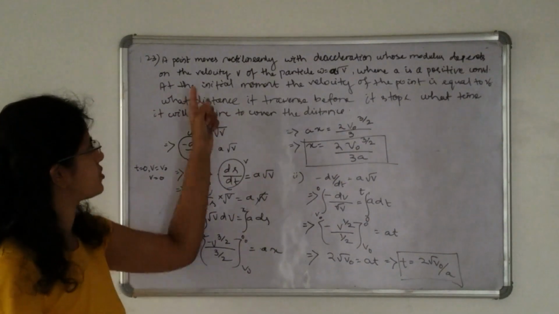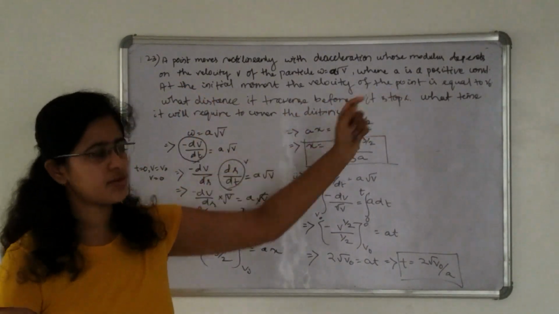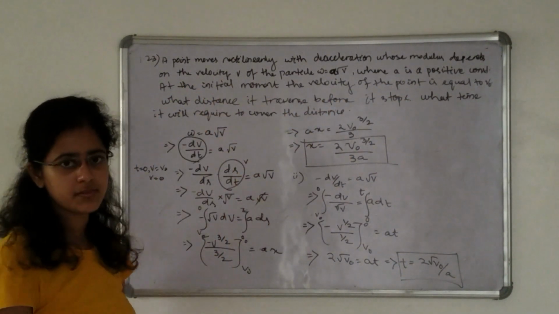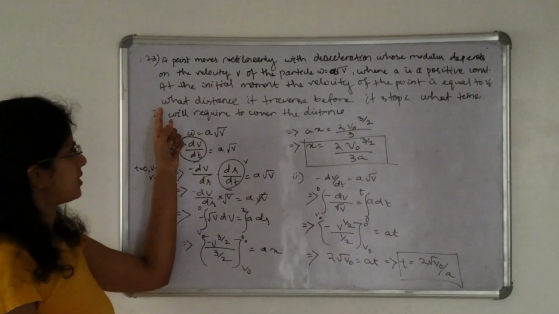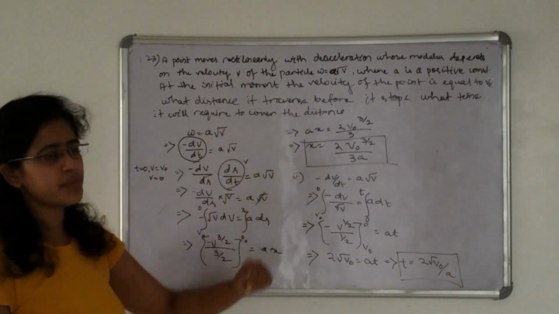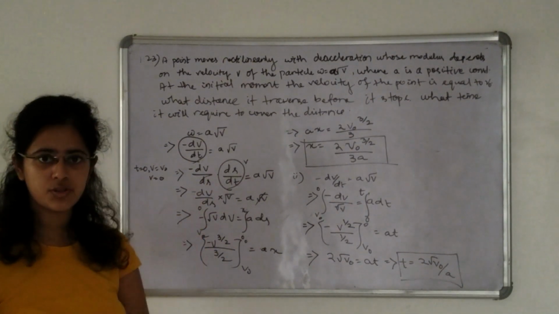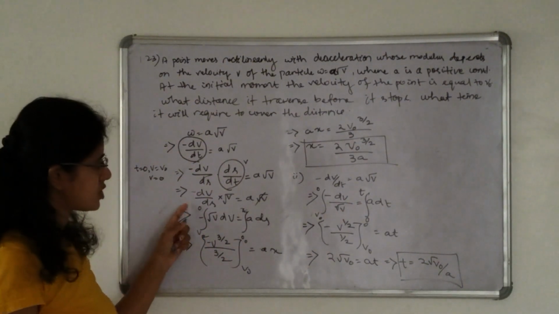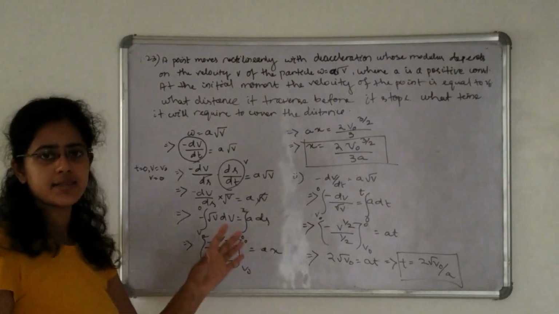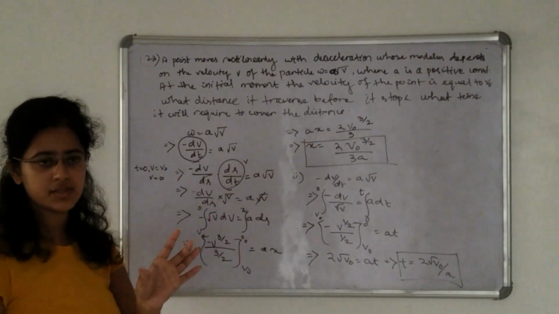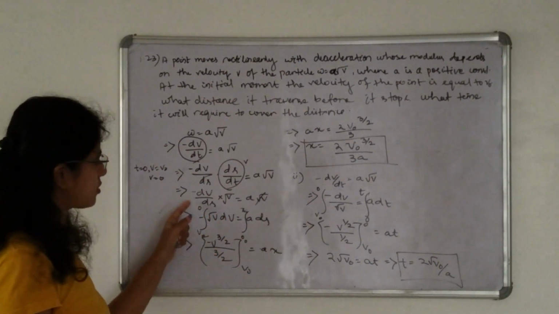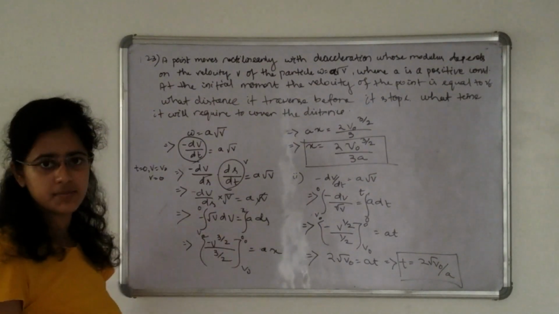So at the initial moment, that is when t is equal to 0, displacement is 0, velocity is v naught. In the question it is given the velocity of the point is equal to v naught at the initial moment. Then we have to calculate at what distance it traverses before it stops. The point stops means its velocity comes to 0. So when the velocity comes to 0, let us say the point travels x distance, it is x displacement. So v naught to 0 and this is 0 to x.